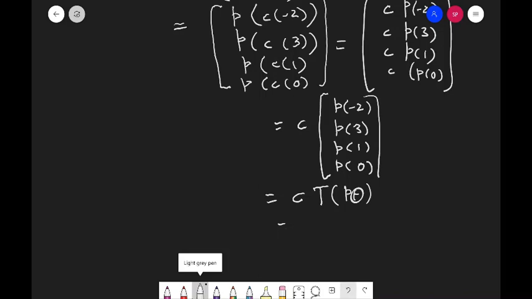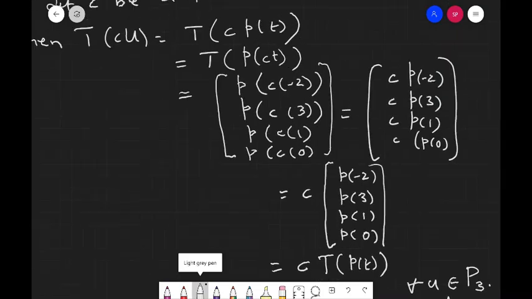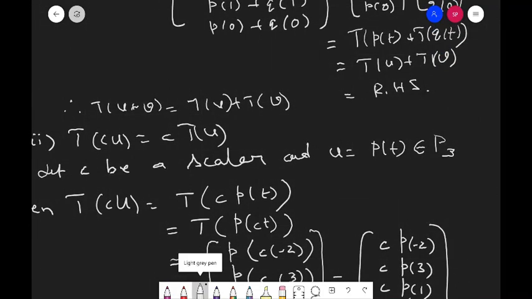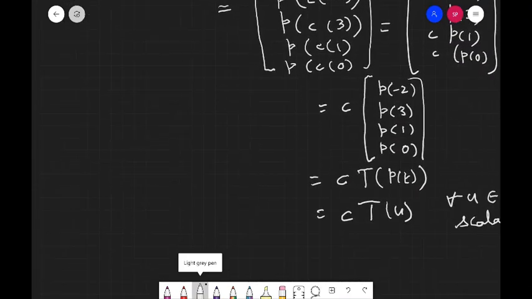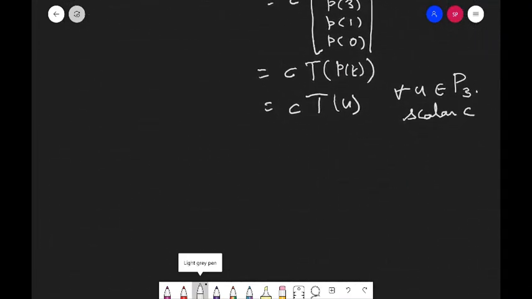And let me correct this. So this one, T of c into p of t is equal to c into T of u for all u belong to P3 and scalar c. And here also let me write this T of u plus T of v for all u, v belong to P3. So our first task, proving T as a linear transformation, is completed. Now we have the second one, to find the matrix.